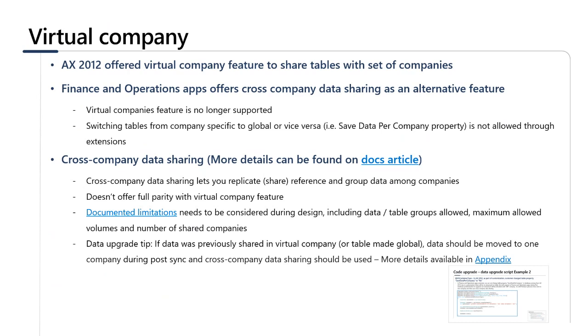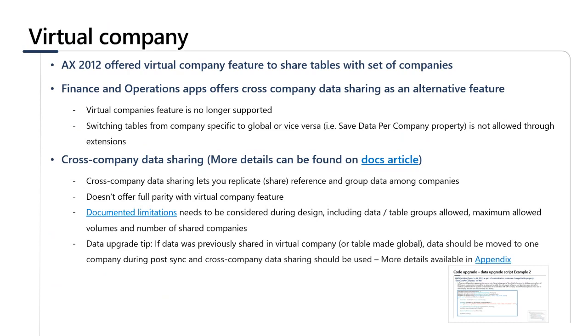Cross-company data sharing runs by replicating data, which is the key difference from the virtual company, right? So the data is physically copied across the companies rather than stored in one company and virtually shared with the rest of the companies. And because of that, it doesn't offer full parity with the virtual company feature, right? We have already documented limitations, so you can click on that link and see all of them, mainly things that you need to consider while designing this around which data can be shared, the maximum number of volumes, and the maximum number of companies that can be shared as well.